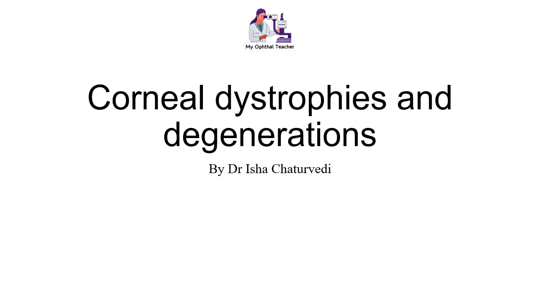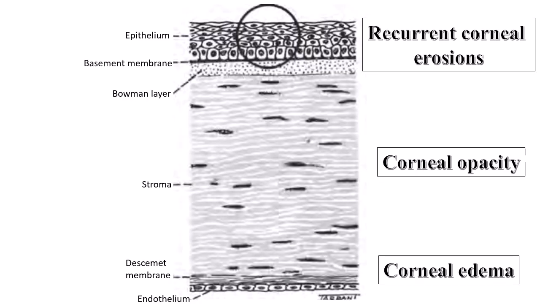So, when you want to understand the dystrophies and the degenerations, you have to know about the anatomy of the cornea. So, as we know, these are the main layers of the cornea, that is the epithelium, basement membrane, Bowman's, stroma, Descemet, and endothelium. Between the stroma and the Descemet is a pre-Descemet layer or the Dua's layer.